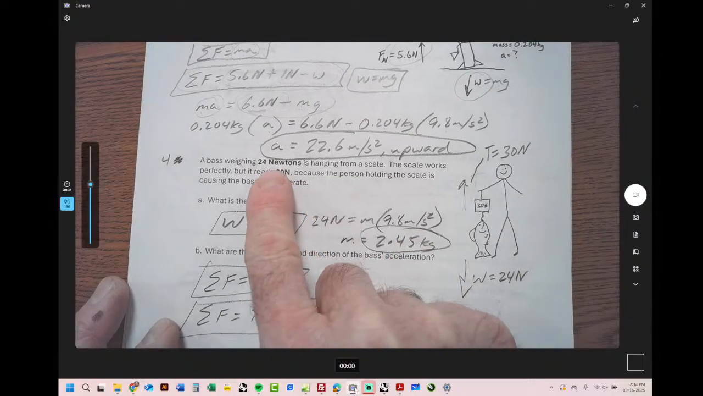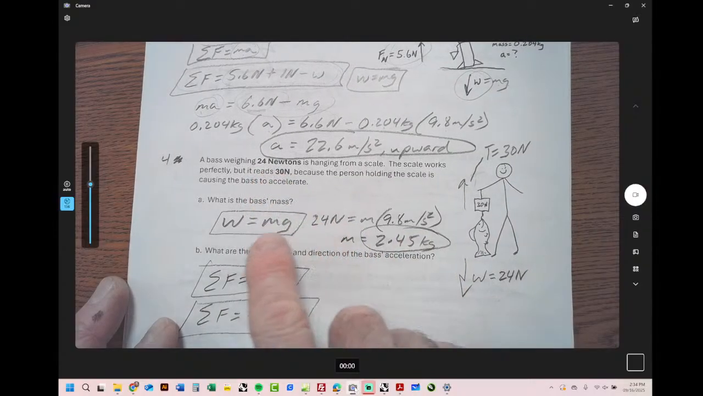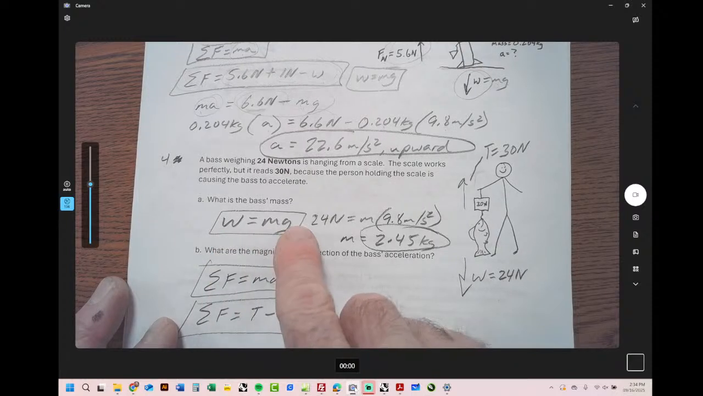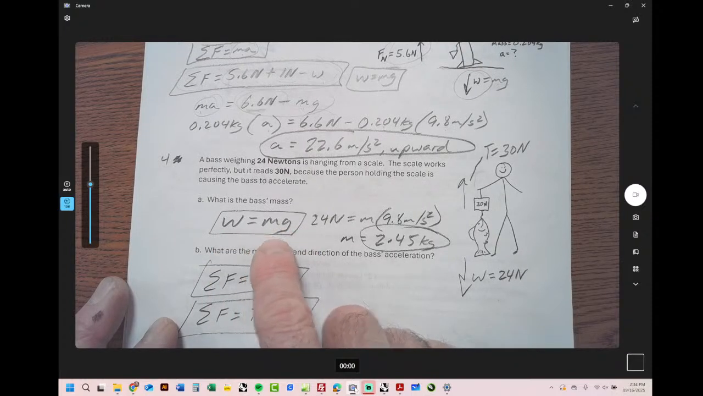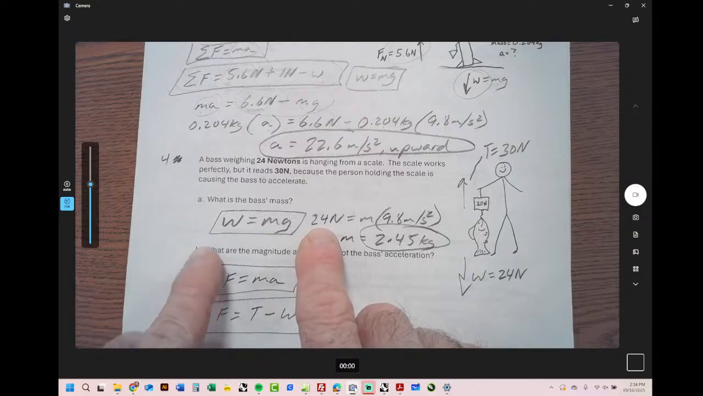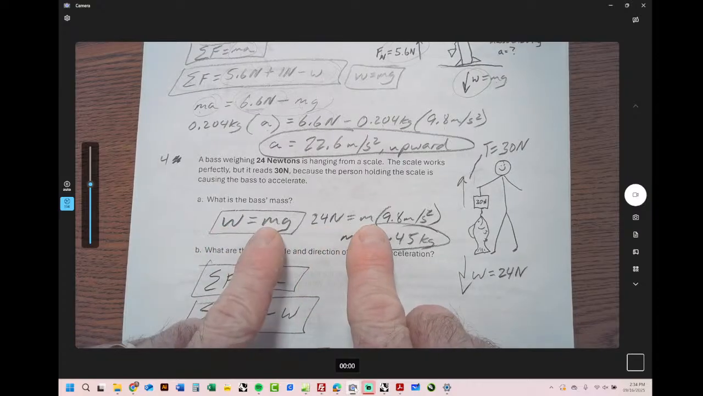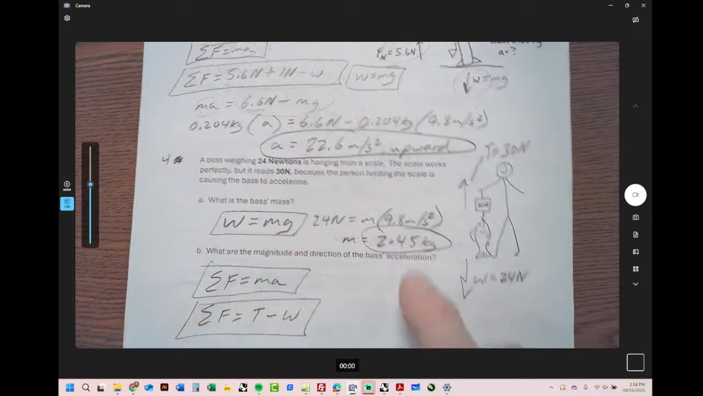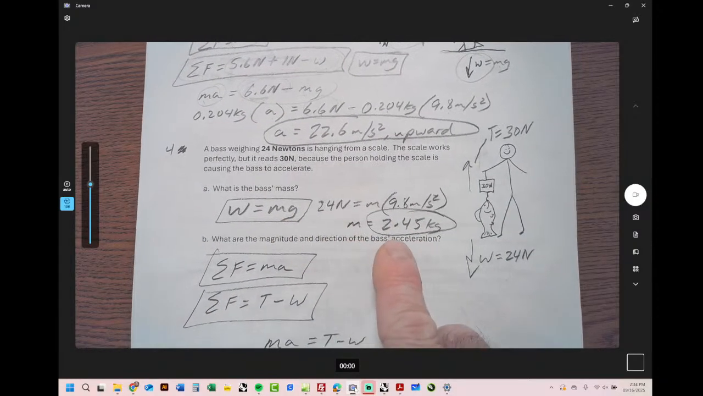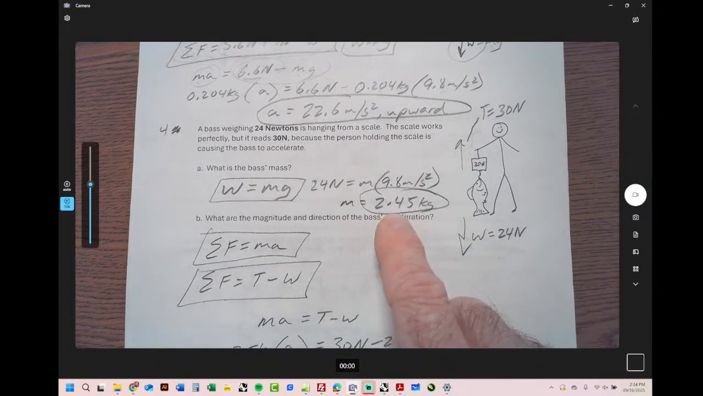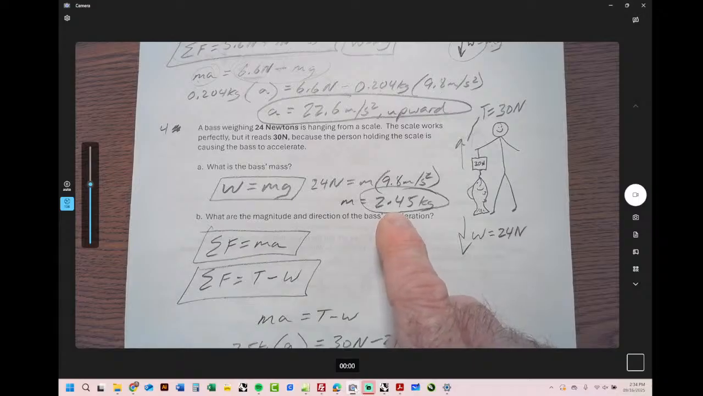So back to the weight is 24 newtons. I can use the weight formula, weight equals mass times g, to find the mass. 24 newtons, that's the weight. And mass is what I'm looking for. G is 9.8. So divide both sides by 9.8, we get 2.45 kilograms. That's the mass of the bass.